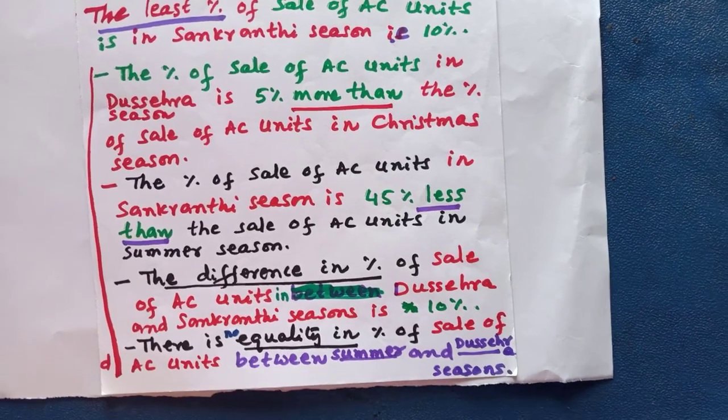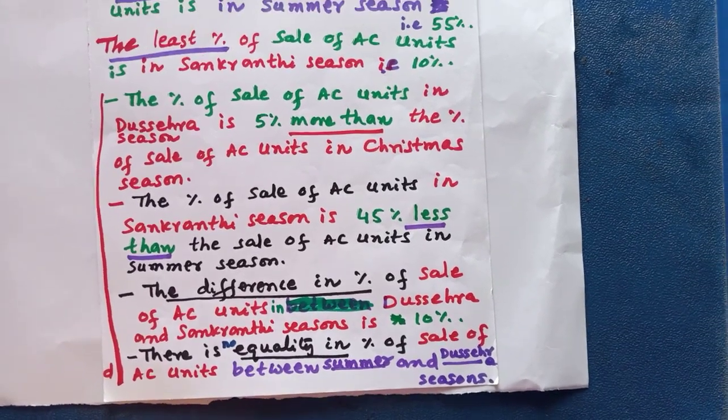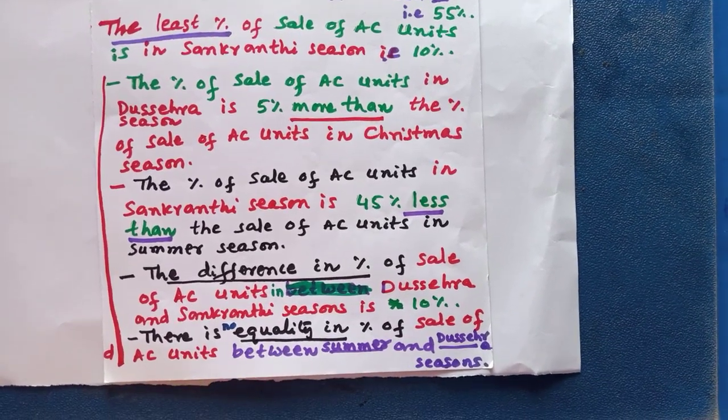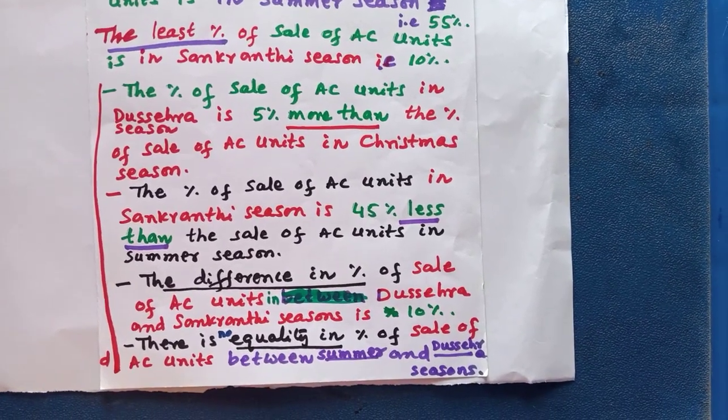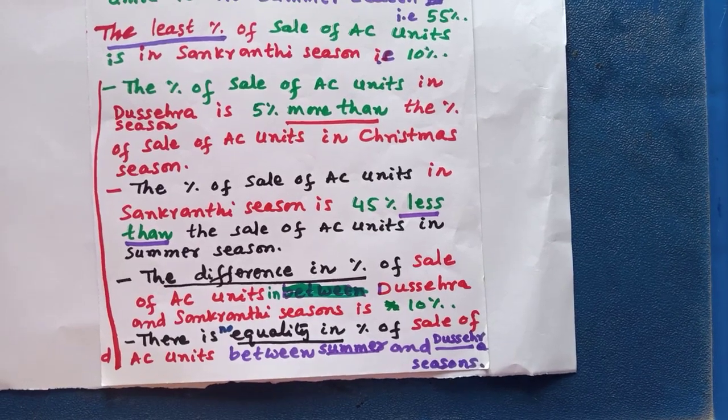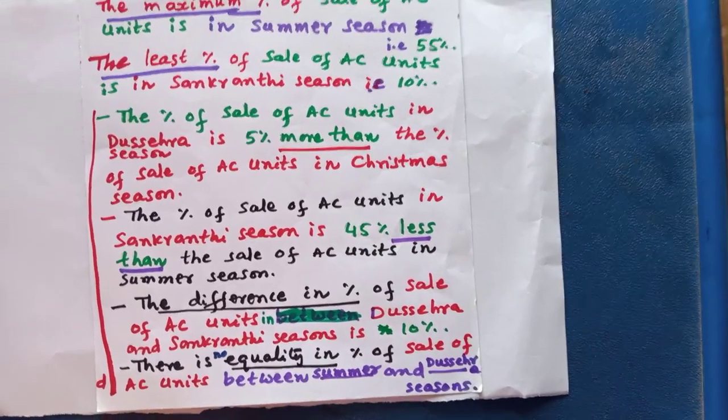Like this, we can write the description of the pie diagram. But here, one thing is to be remembered: this is not the ultimate one, this is formed only for the slow learners.